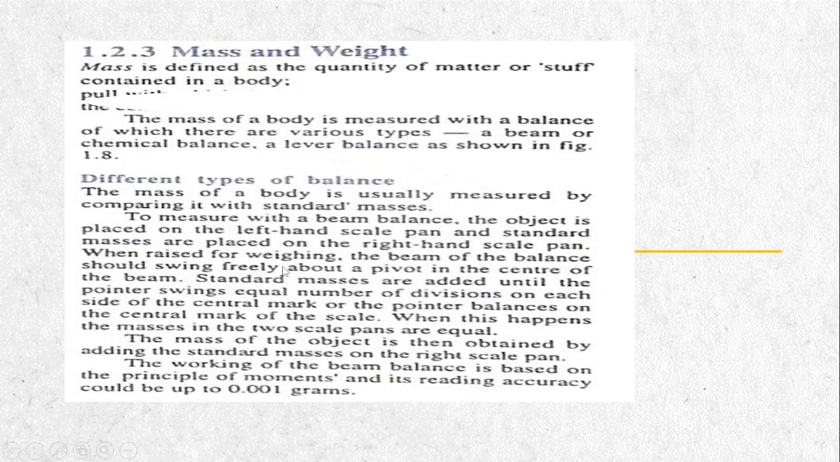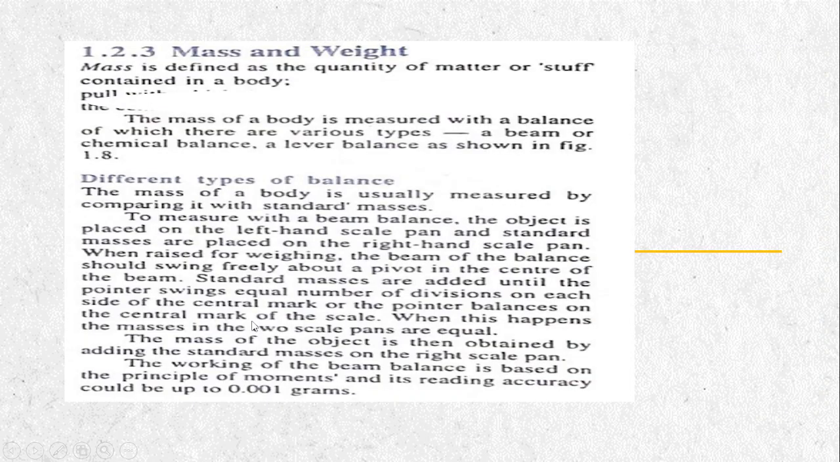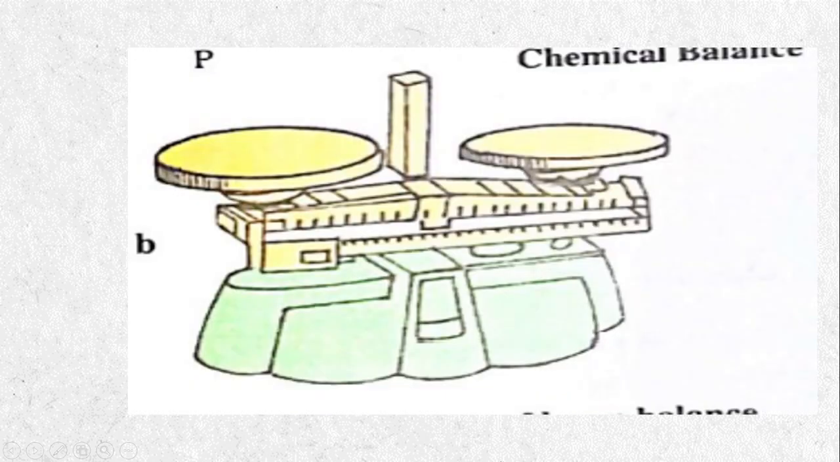Standard masses are added until the pointer swings an equal number of divisions on each side of the central mark, or the pointer balances on the central mark of the scale. When this happens, the masses in the two scale pans are equal. What this implies is that standard masses will be added after the unknown mass is added. Standard masses will be added until the pointer balances on the central mark of the scale. So there is going to be a pointer around this area here.